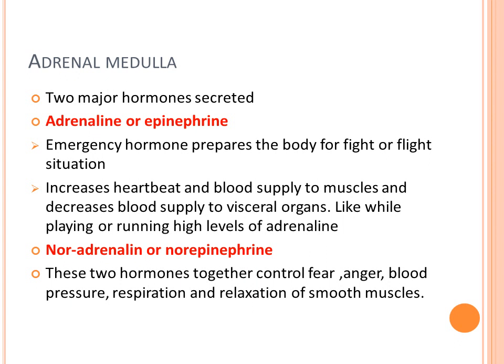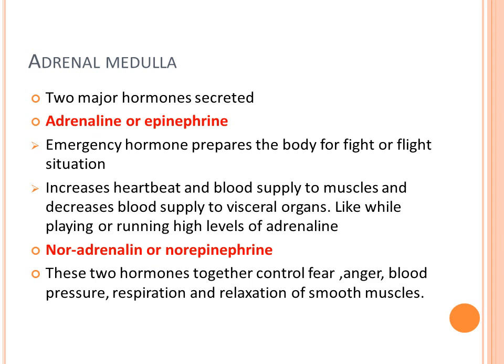Now next we will see the major hormones which are secreted from the adrenal medulla. The two major hormones are adrenaline and noradrenaline, also named epinephrine and norepinephrine. Now what is their major function? Adrenaline is called the emergency hormone, which prepares the body for a fight or flight situation. It increases the heartbeat and the blood supply to muscles, and decreases the blood supply to visceral organs.